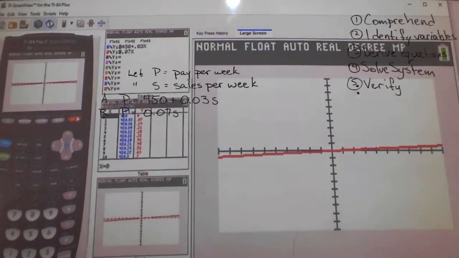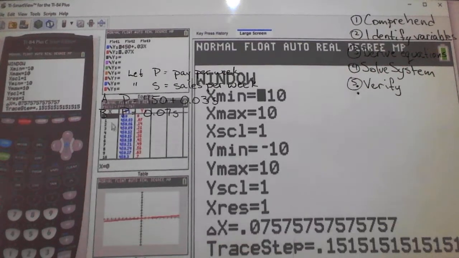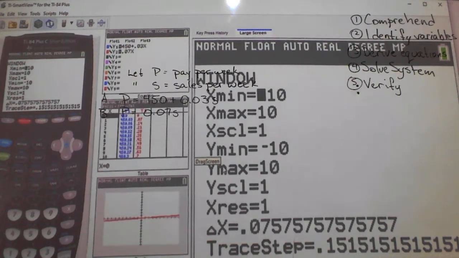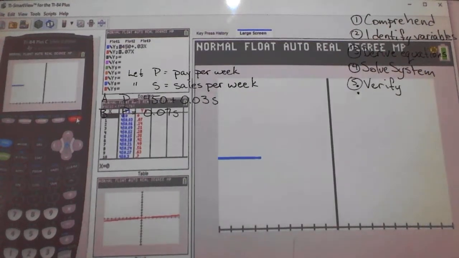Now, you want to go to your window setting, which is right beside y equals. I would suggest you set your y max at double the y-intercept. So set your y max at 1,000. These don't have to be exact, as long as you get something big enough to show your lines crossing. And it's also kind of a guess and test thing. So we've reset our y max. Let's press the graph again.